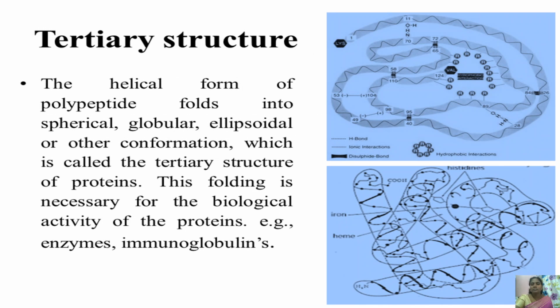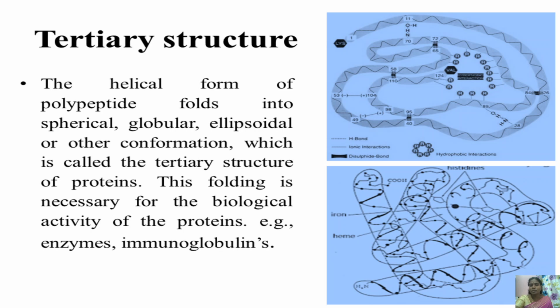So this is the schematic tertiary structure of a protein. It is shown that the helical form of the polypeptide folds into a spherical, globular, ellipsoidal or other conformation. Conformation means shape, which is called tertiary structure. This folding is necessary for the biological activity of proteins. Examples are the enzymes; this is a structure of myoglobin, immunoglobulin.